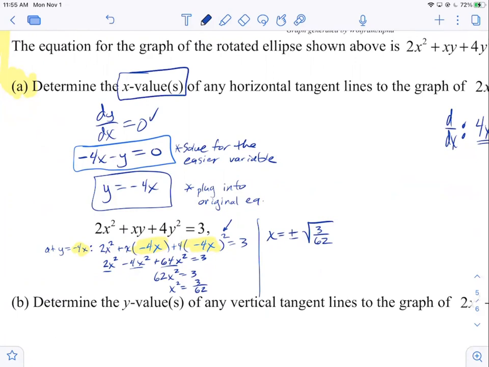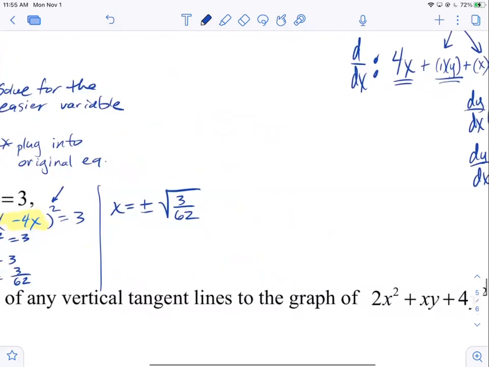Okay. But here's the deal. If it did ask for the y values, all you'd have to do is plug these in individually one at a time to either the original equation, yucky, gross, or this equation here. It's kind of like when we have systems of equations. Let's go ahead and do that because we didn't get to do that on Friday. We got caught by the bell.